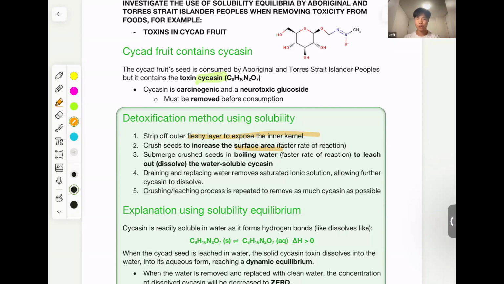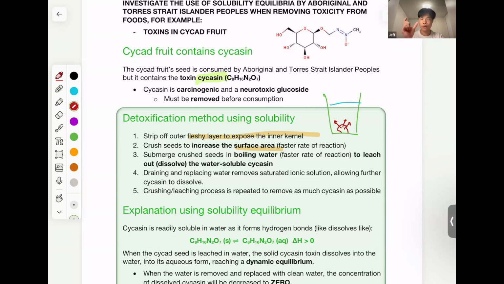How can you remove this toxin in an open system? And then how could you remove it in a closed system? If I put it into a bucket filled with water and then let the kernel just have all of the toxin dissolve out, is that an open or closed system? A closed system. It's a closed system.